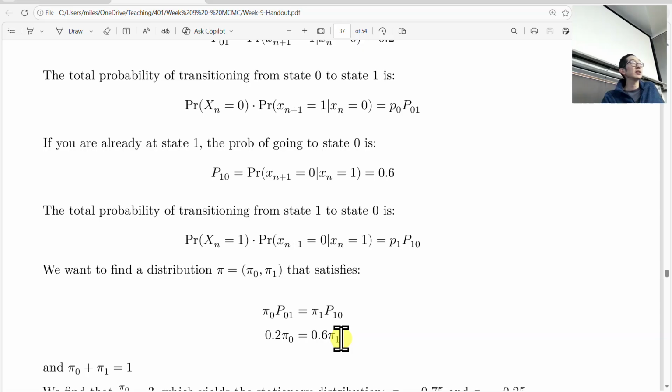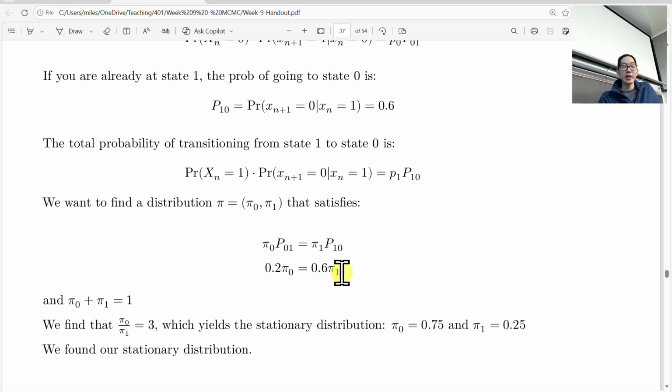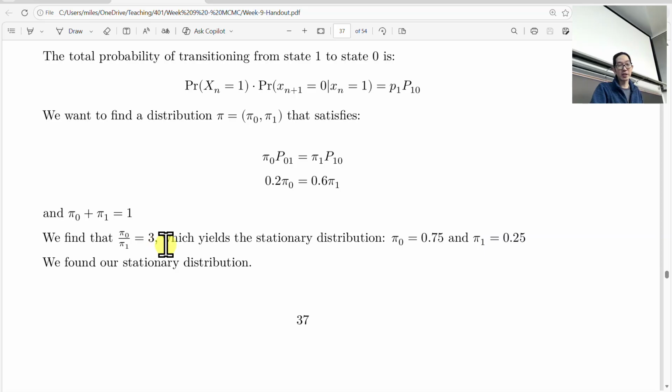Okay. And then this is just a little bit of algebra. We know that the stationary distribution has to add up to 1 because if there's only 2 states, 0 and 1, those two probabilities have to add up to 1. All right, and so with a little algebra, we get pi 0 is 0.75 and pi 1 is 0.25.